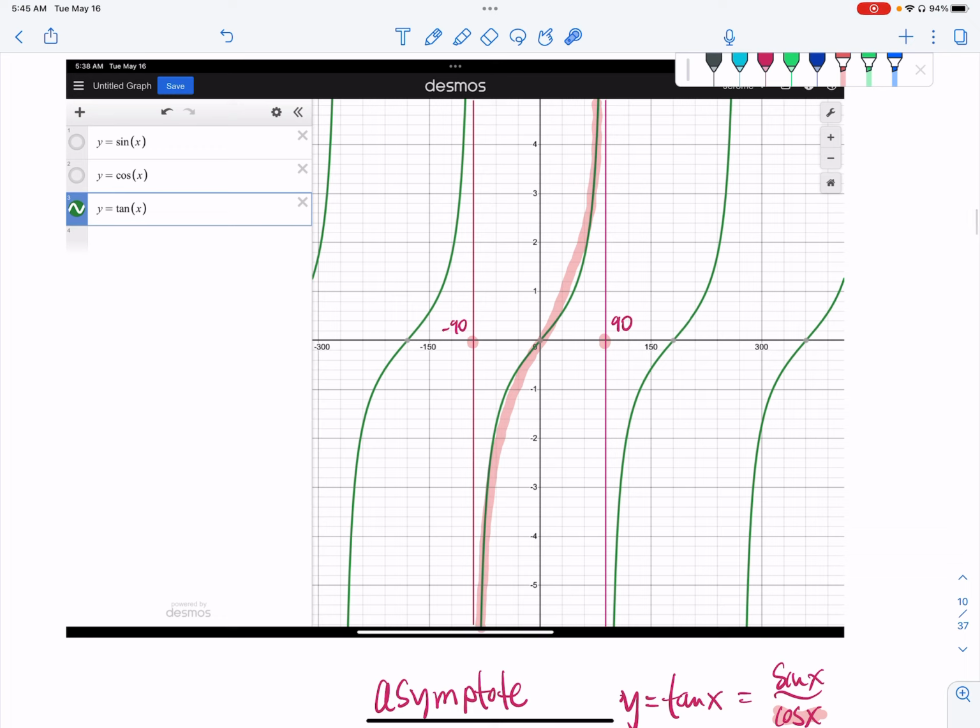Okay, in the next video, we'll see how all of this is applied in order to solve a trig ratio backwards in order to find an angle measurement.